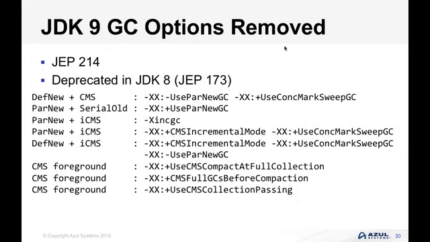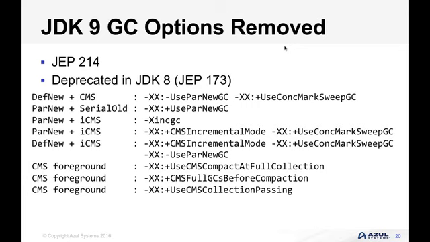The other change that's significant in terms of JDK 9 is that a number of the options that have been supported for garbage collection are being removed. They were deprecated in JDK 8 under JEP 173, and these are really combinations of collection options which don't really make a lot of sense, or they're very old and they should really be retired. A lot of these take effort in terms of testing, and it doesn't make sense because who's going to use a parallel new collector with a serial old collector? It really doesn't make any sense.